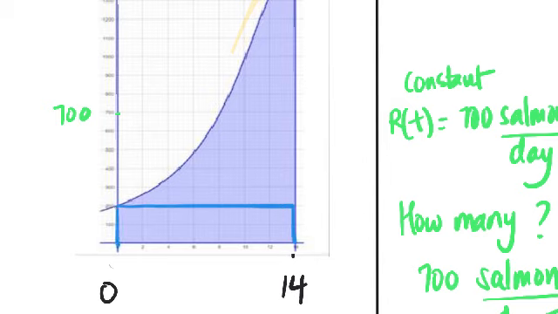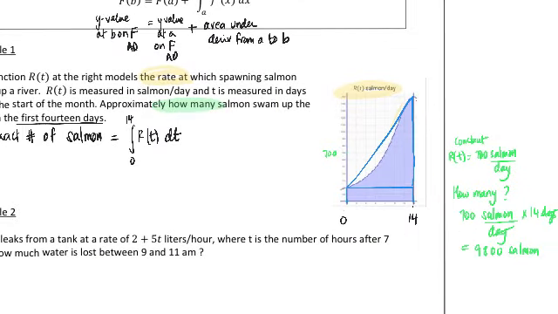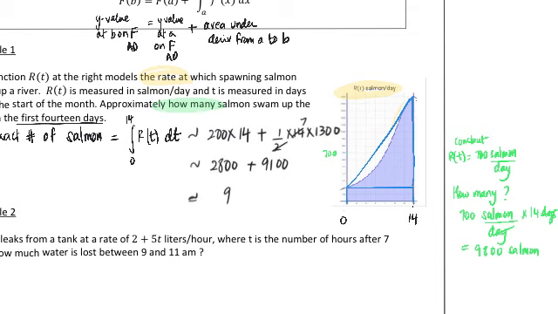So 200 times 14. And then I'll use a triangle to estimate the rest of it, and I would get my approximate area, okay? So this is approximately equal to 200 times 14 plus 1/2 of 14 times 1300, and I would get 2800 plus 7 times 13, or 9100. So my final answer is approximately 11,900 salmon swam up the river in those 14 days.